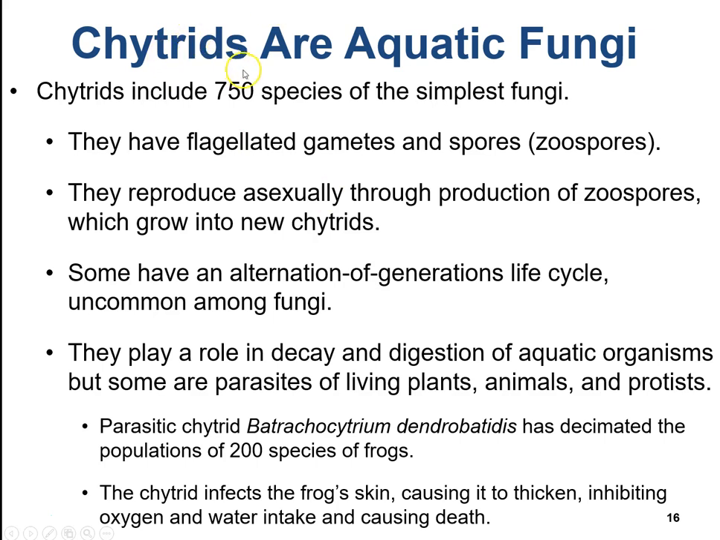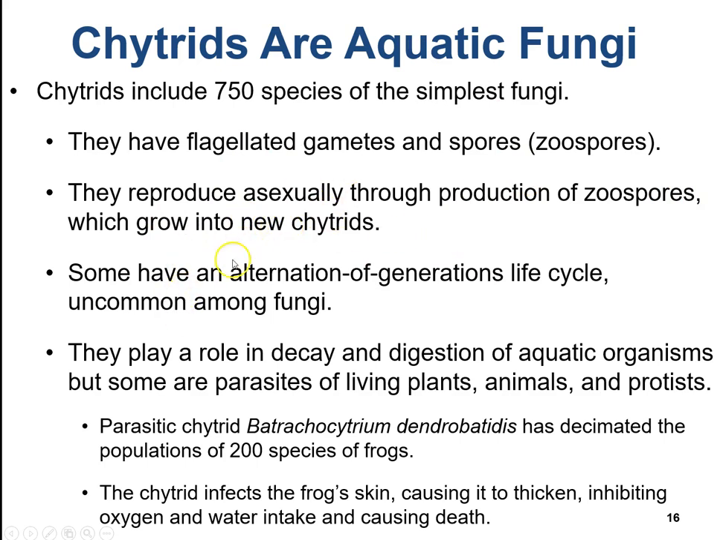All right, now, chytrids are another type of fungi, aquatic fungi, okay? And because they're aquatic fungi, it makes sense for them to have flagellated gametes and spores, called zoospores. Why does it make sense that they're flagellated? Because these spores are not windblown. They live in water, so they have to be able to swim around in the water, okay? So again, the spores that they produce are called zoospores, and then those zoospores will grow into new chytrids.